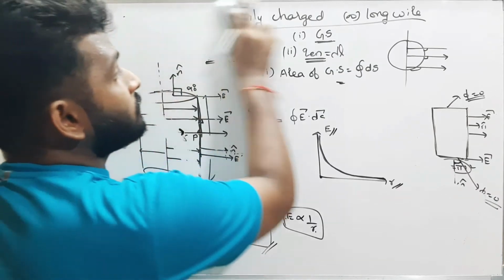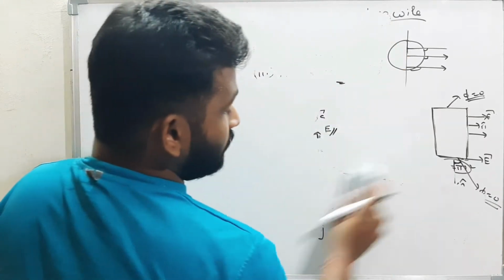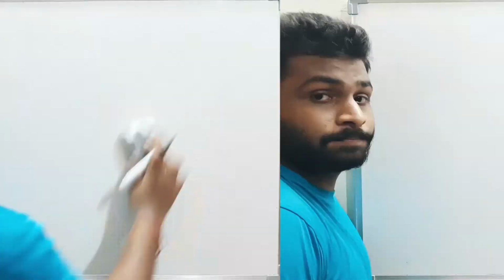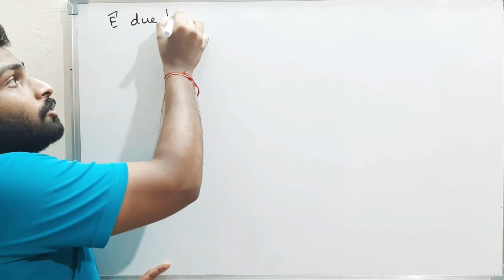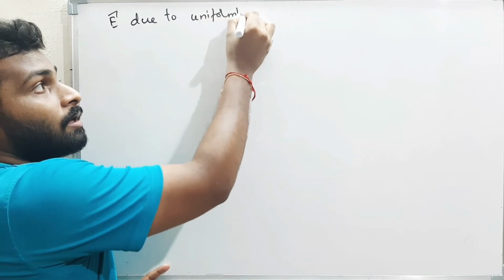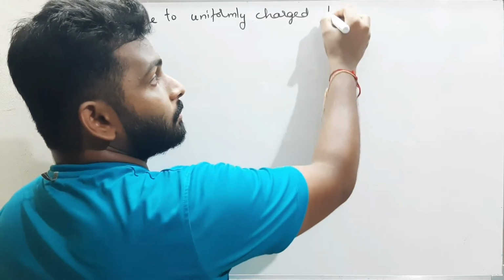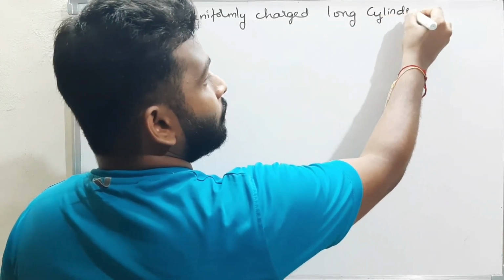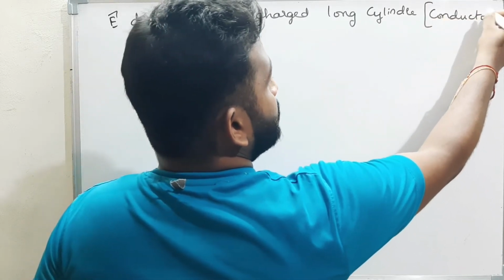Okay. Now next we'll see the electric field due to a cylindrical body. Uniformly charged cylindrical body. Now see, the electric field due to a uniformly charged long cylinder. Okay, and it is conducting. It is a conductor.